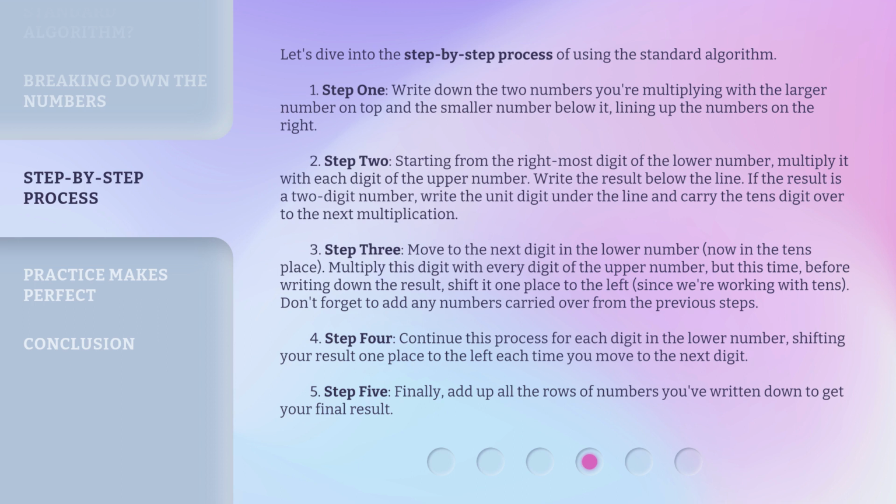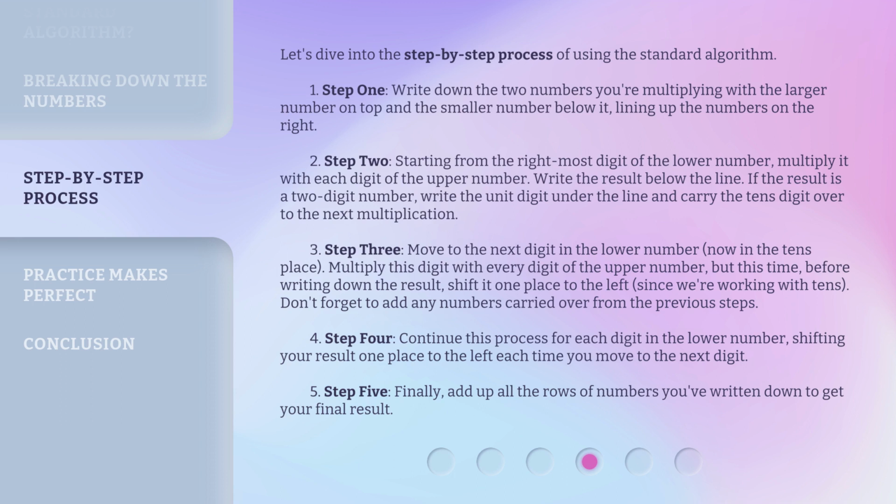If the result is a 2-digit number, write the unit digit under the line and carry the tens digit over to the next multiplication. 3. Step 3. Move to the next digit in the lower number, now in the tens place. Multiply this digit with every digit of the upper number, but this time, before writing down the result, shift it one place to the left, since we're working with tens. Don't forget to add any numbers carried over from the previous steps.